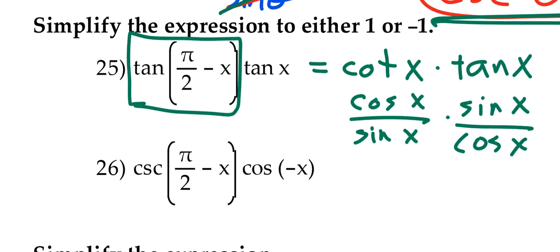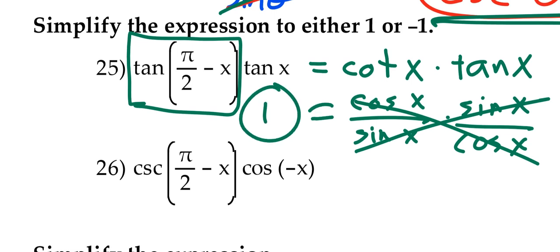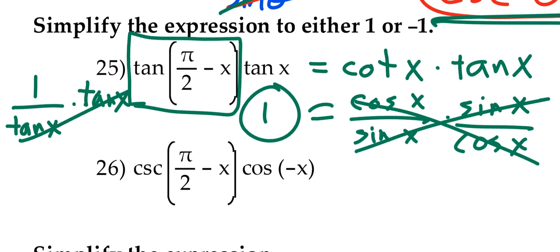So why don't you just do 1 over tangent x times... And yes, that's another way to do it. Hey, I like that. 1 over tangent x. Cotangent is 1 over tangent. Yes, that's another good way to look at it. Yep, they cancel out. Nice. I like it.